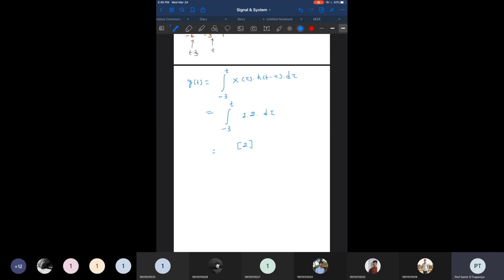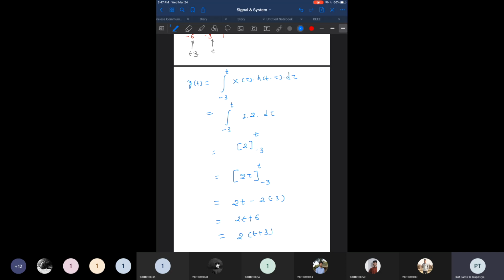So that is 2. And if we apply the limits -3 and t, we finally produce 2 tau with limits -3 and t. So that is 2t minus 2 times -3, I mean 2t plus 6, or you can say 2 times t plus 3. Both are valid.